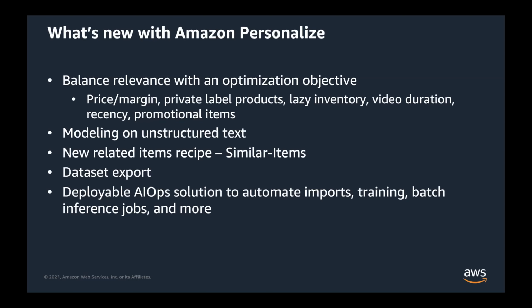And then finally, we released an MLOps, or AIOps as we call it, solution that automates all of the steps involved with importing datasets, training models, updating campaigns, and running batch inference jobs. All of these are asynchronous processes that can add to the operational burden of deploying the service. This solution allows you to automate that through configuration, and you deploy it alongside Personalize in your AWS account.